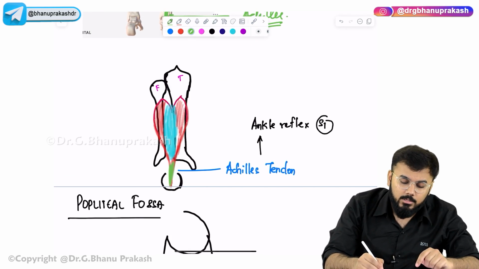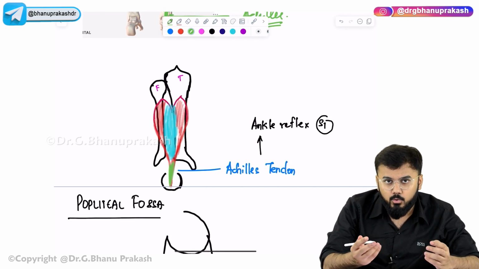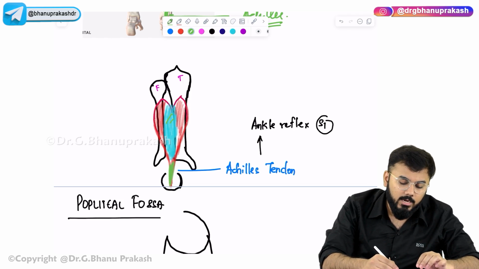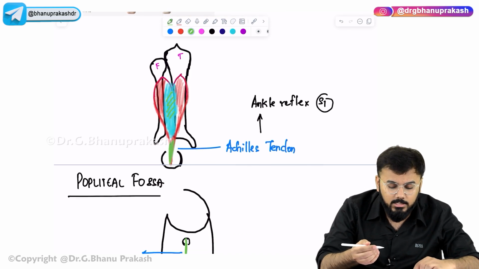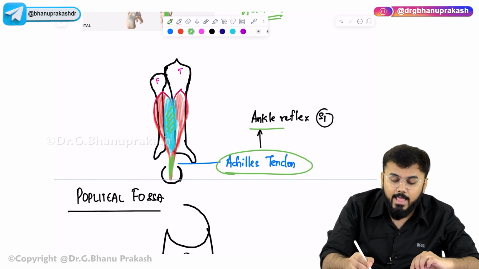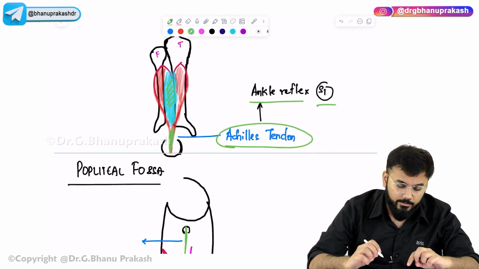You see, so there are two heads of a muscle called as gastrocnemius, and this blue color one in the center is called as your soleus. Together they have got an Achilles tendon which is responsible for ankle reflex. The root value is S1.